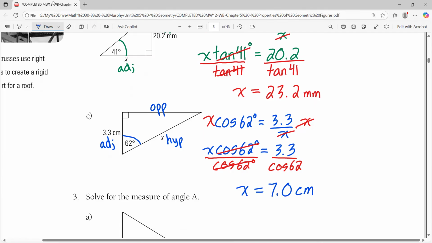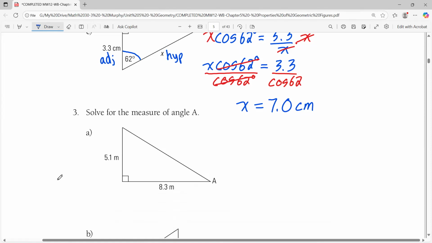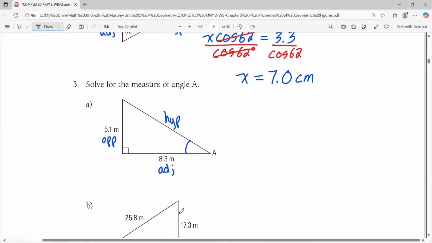Now for question 3, we're going to be solving for the angle. So this is often the harder one for people, but it's going to start off the same way. We're going to label everything. If they put a letter here, that means they want you to solve for it. Notice how the other vertexes don't have any letters. So hypotenuse has nothing. This is opposite. This is adjacent. So we have numbers for opposite and adjacent, which would be tan.